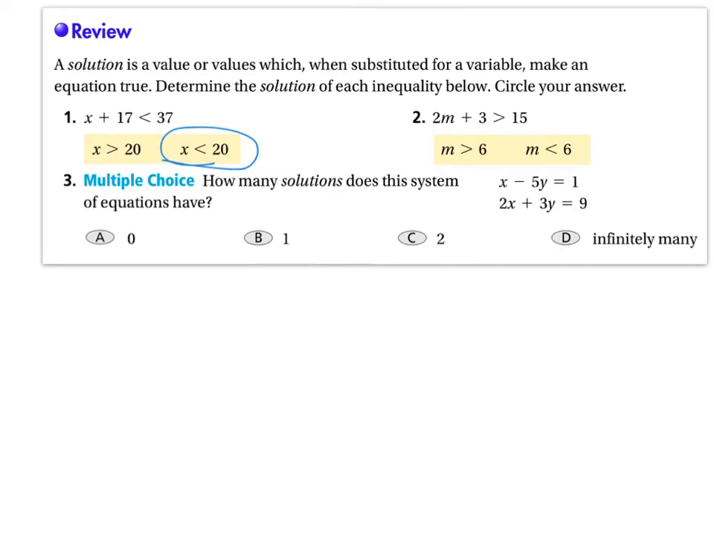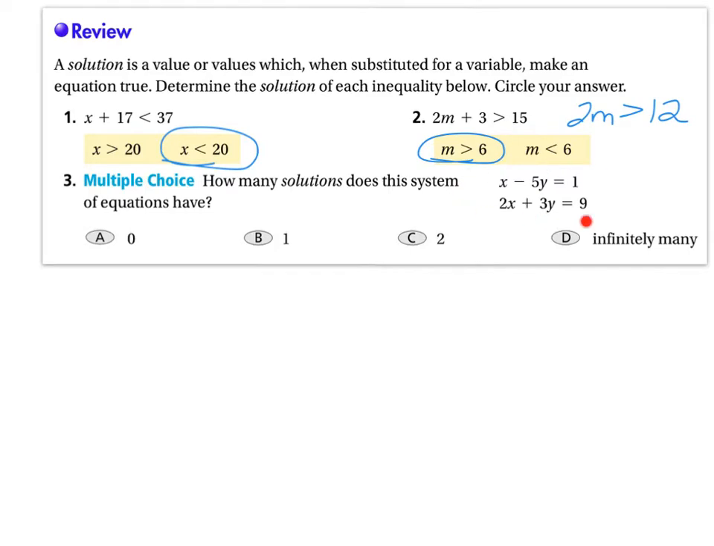In problem number 2, we would first subtract 3 from both sides, which would give us 2m is greater than 12, and then we would go ahead and divide by 2 so that m is greater than 6. The only time that inequality sign changes is when you multiply or divide by a negative number. The rest of the time the inequality stays the same.